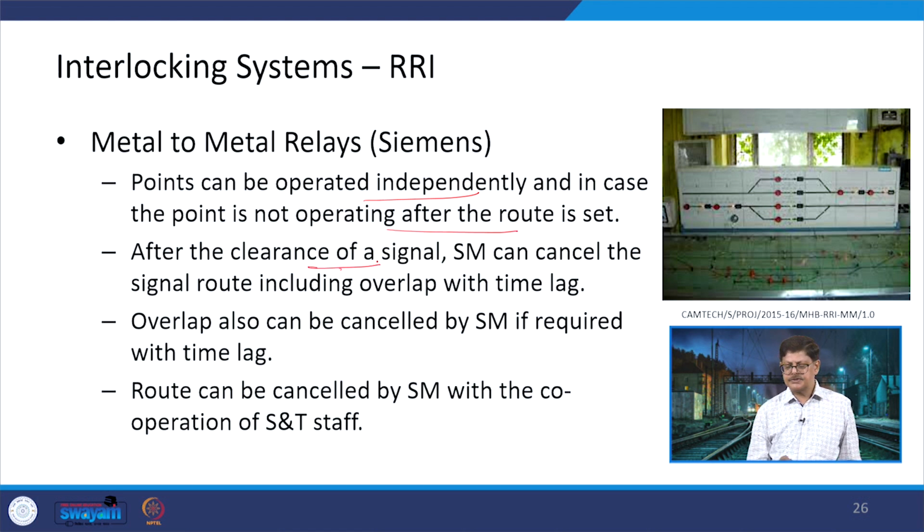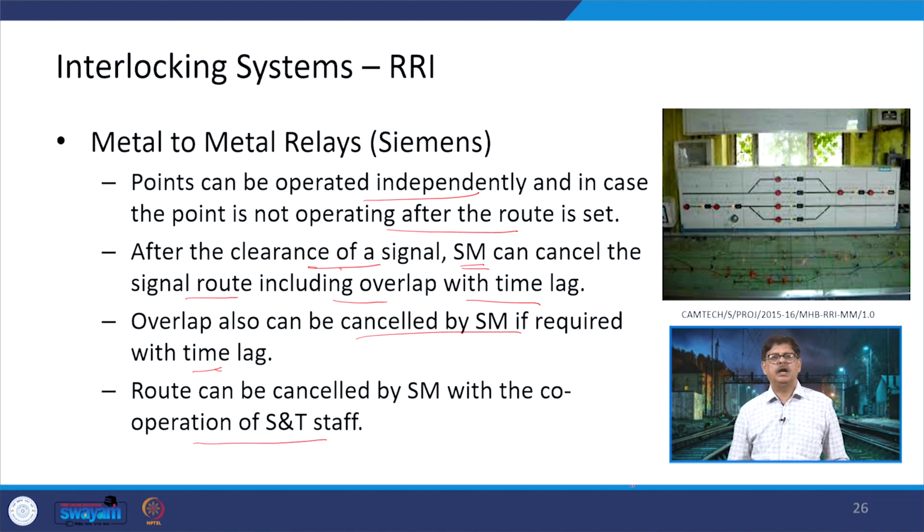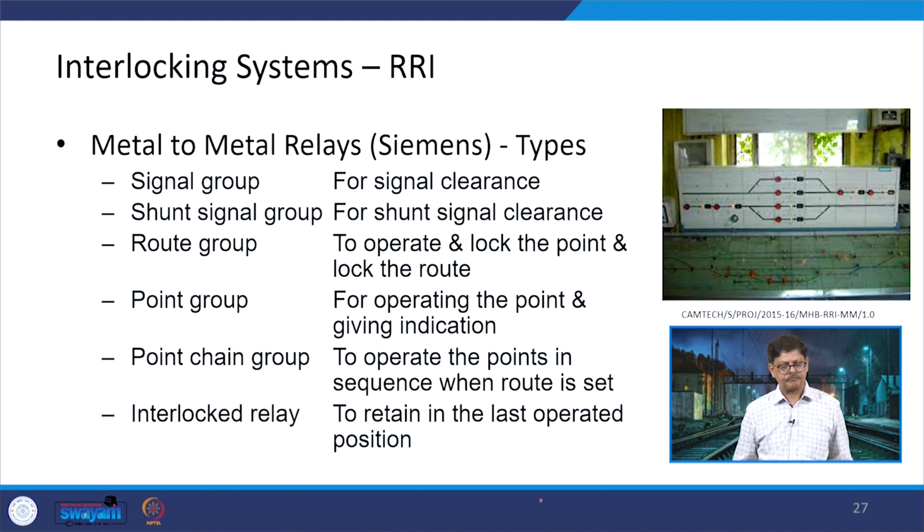After the clearance of a signal, the station master can cancel the signal route, including overlap, with some time lag. Overlap can also be cancelled by the station master if required, with time lag. Now the route can be cancelled by the station master with the cooperation of the signal and telecommunication staff. That means the station master has to communicate with them, and then on the basis of that, the cancellation can be generated.